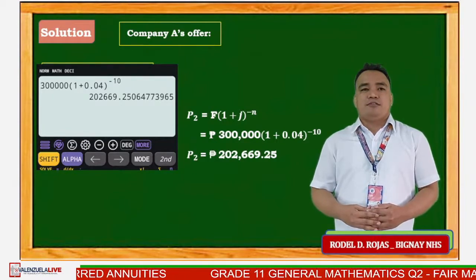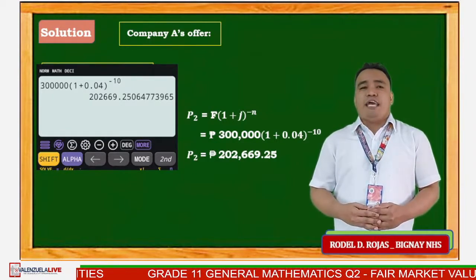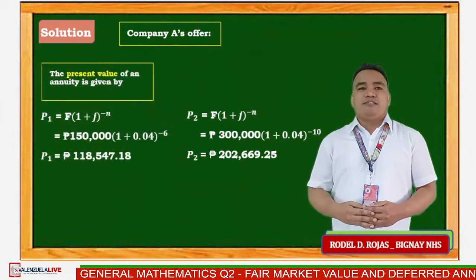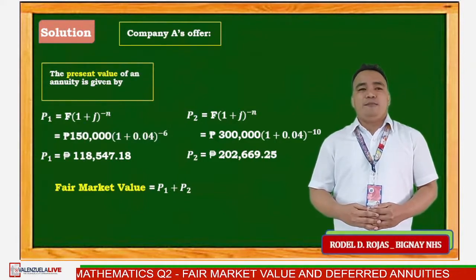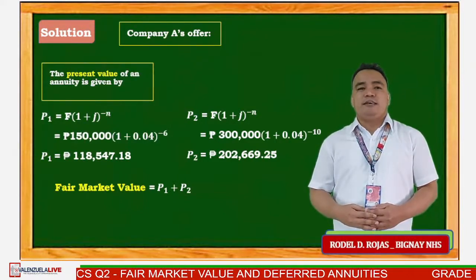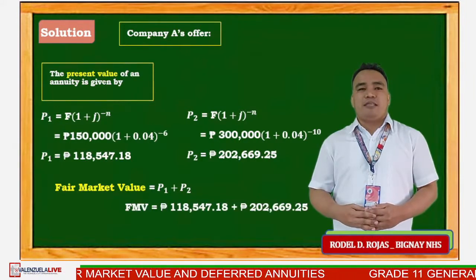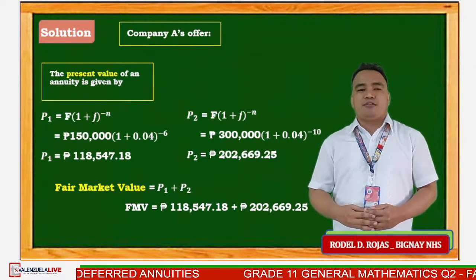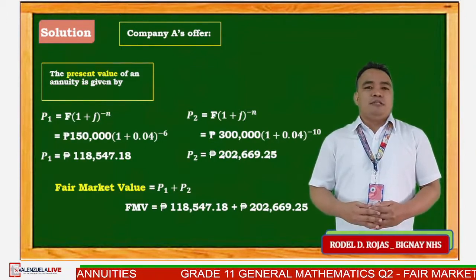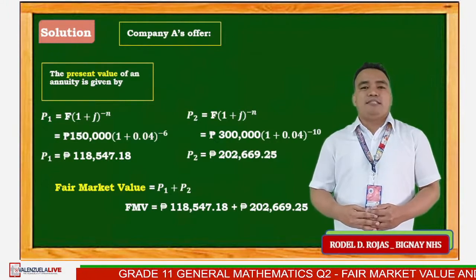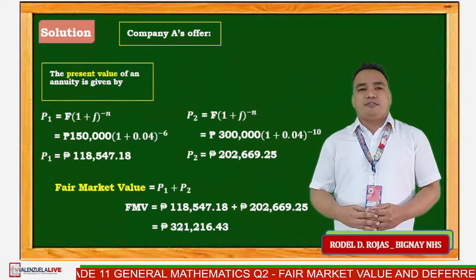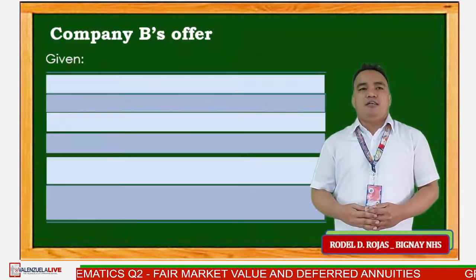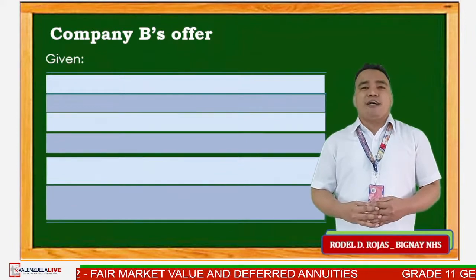202,669.25 pesos. The fair market value, or FMV, equals P sub 1 plus P sub 2. By substitution, FMV equals 118,547.18 pesos plus 202,669.25 pesos, and that is equal to 321,216.43 pesos. For Company B's offer, the given are: regular payment is 25,000 pesos.